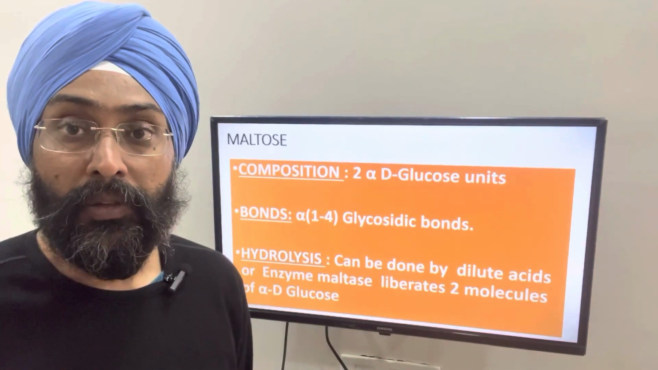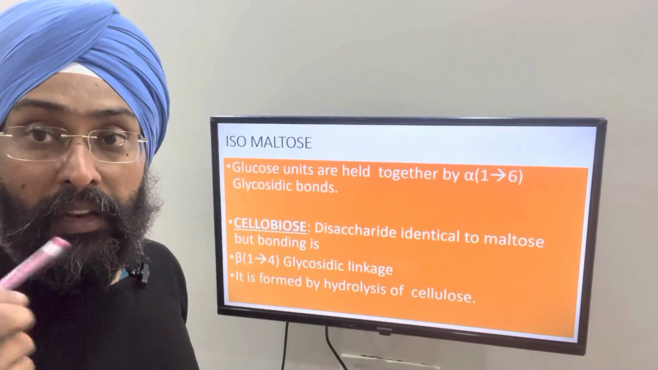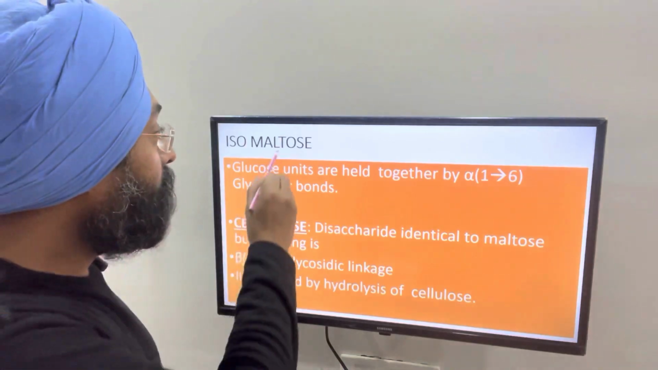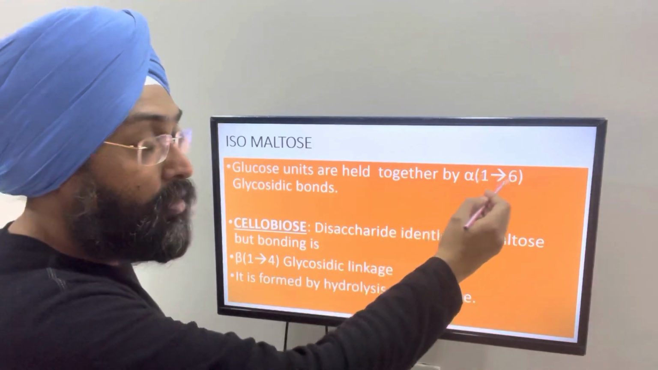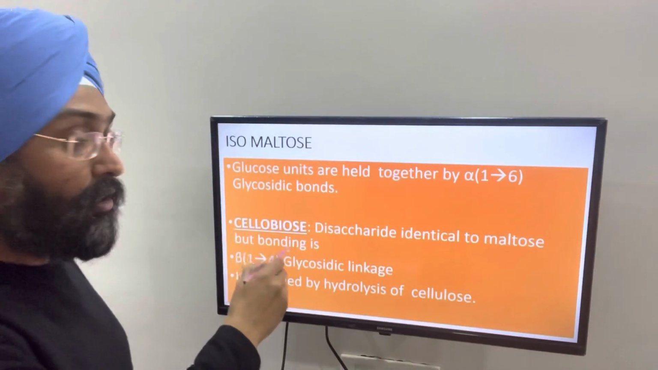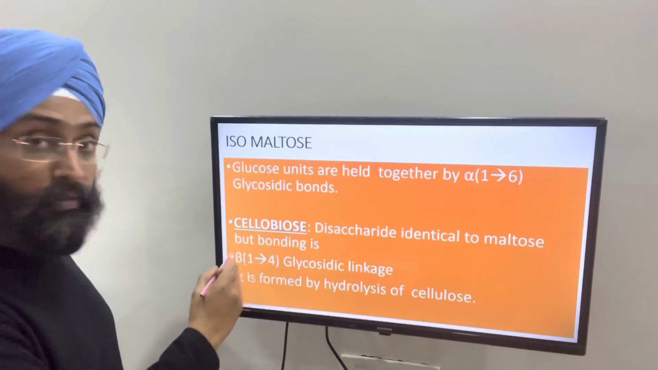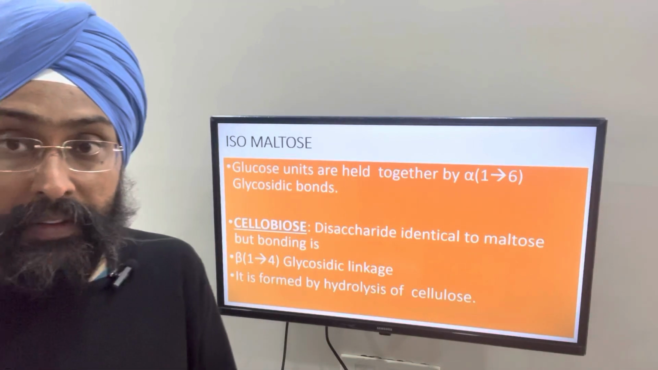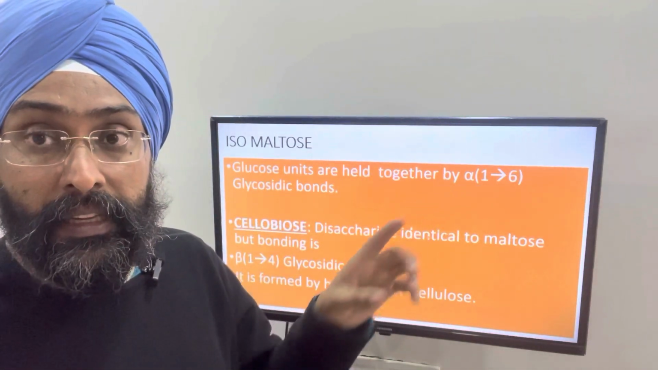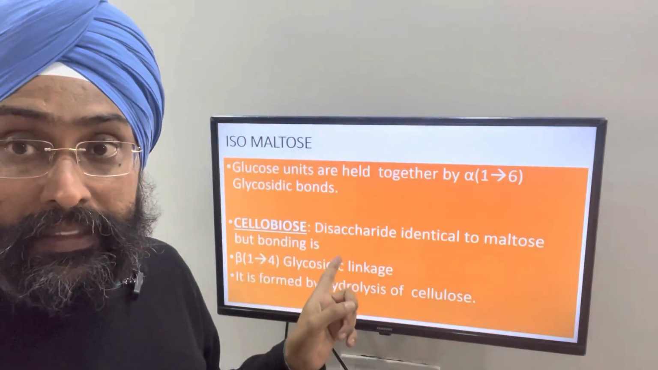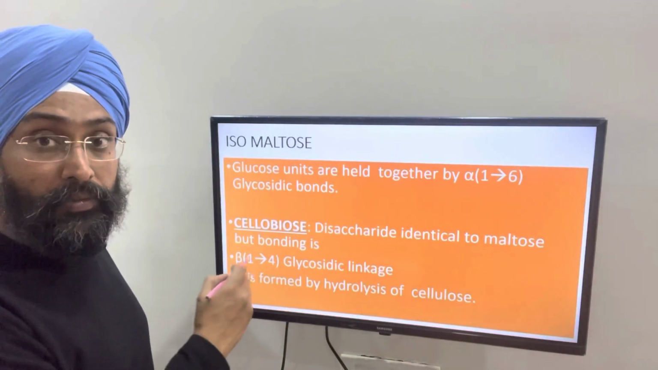Now coming on to our second type, that is isomaltose. Maltose has bonding alpha 1,4, right? So in case of isomaltose, the bonding is alpha 1,6. The two glucose molecules are there, but the bonding is alpha 1,6. And cellobiose is also a similar molecule, but the bonding is beta 1,4. So in case of maltose, we have alpha 1,4 linkage. In case of isomaltose, we have linkage alpha 1,6. But cellobiose is also a disaccharide that is formed by hydrolysis of cellulose, and the bonding is beta 1,4.